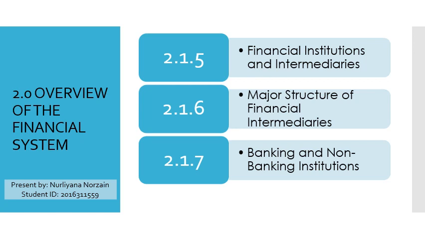I will continue the sharing for the last 3 points in this chapter. 2.1.5 is about financial institutions and intermediaries. 2.1.6 is about the major structure of financial intermediaries. And the last, 2.1.7, banking and non-banking institutions.